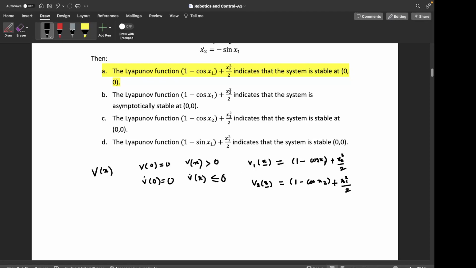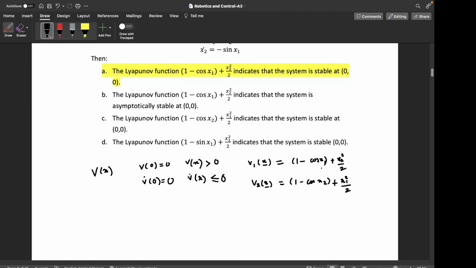So both these functions satisfy the criteria that v0 should be 0. And the next one is that vx should be greater than 0. Since cos x is less than or equal to 1, 1 minus cos x will always be positive, and the square of a number is also always positive. So vx greater than 0 is also satisfied by both these functions.